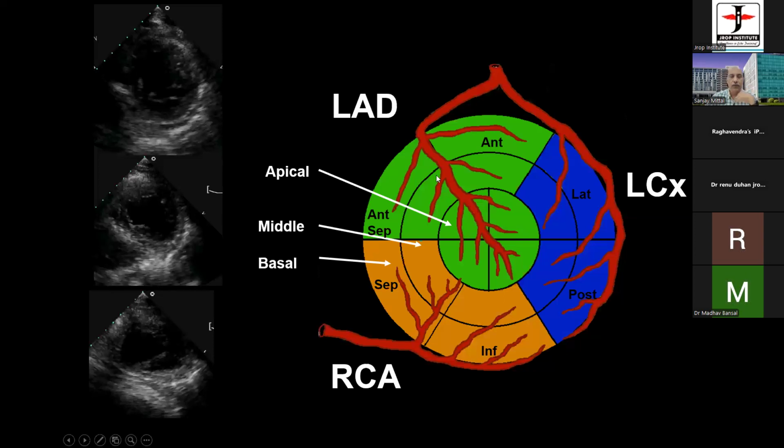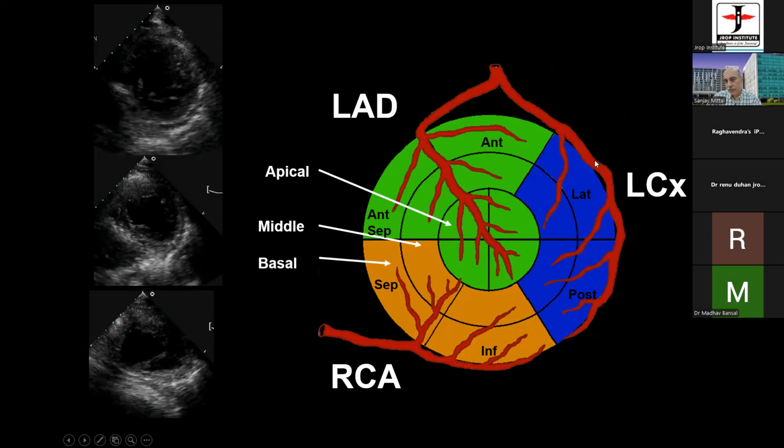What happens now is the LAD is running in the anterior interventricular groove from the base to the apex and winding round. So all the areas through the course are being supplied by the LAD, and this is a bullseye representation of the LAD territory.